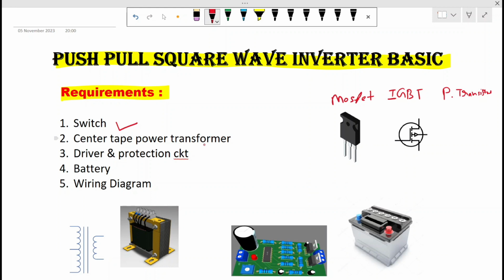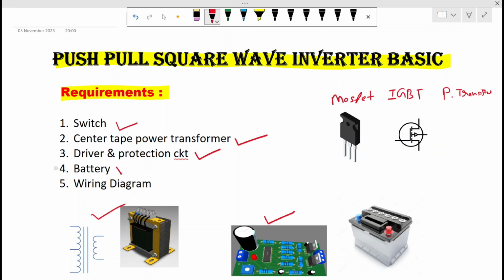Then we require a center tap power transformer, which looks like this. This is its symbol and this is the transformer. Then we require a driver and protection circuitry, which is this one, and based on this driver and protection circuitry we can run our inverter and drive the inverter section to get our high voltage output of 230 volt.